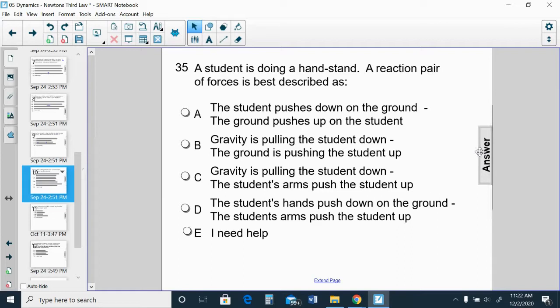So remember, an action-reaction pair here, we need to have two different objects involved. So for letter A here, we have the student, and they're pushing down on the ground. And then the ground pushes up on the student. So we see an action-reaction pair in choice A. We have our equal and opposite forces between two different objects.